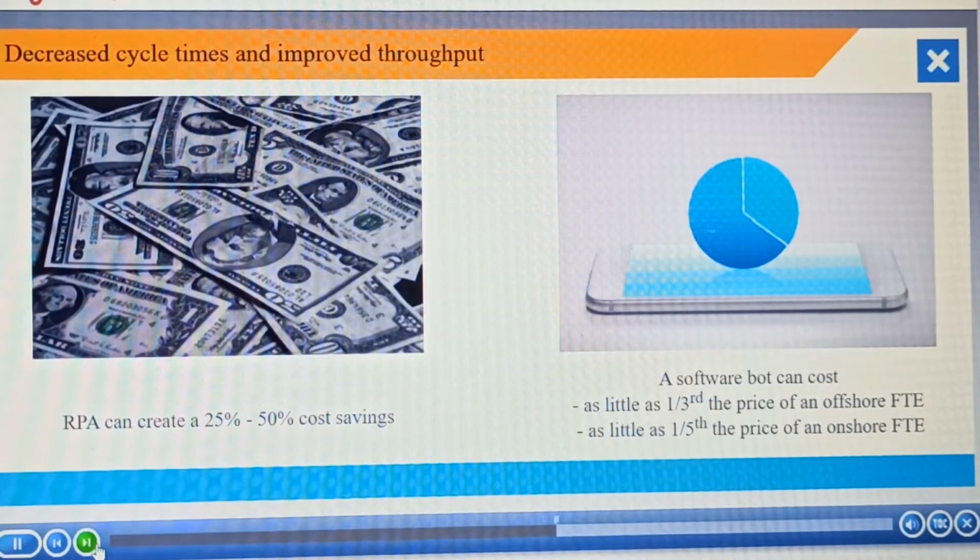Decreased cycle times and improved throughput. Bots are designed to perform processes faster than a person can. They do not require sleep, thus making 24/7 operations possible. As a result, they can create significant savings in cost.